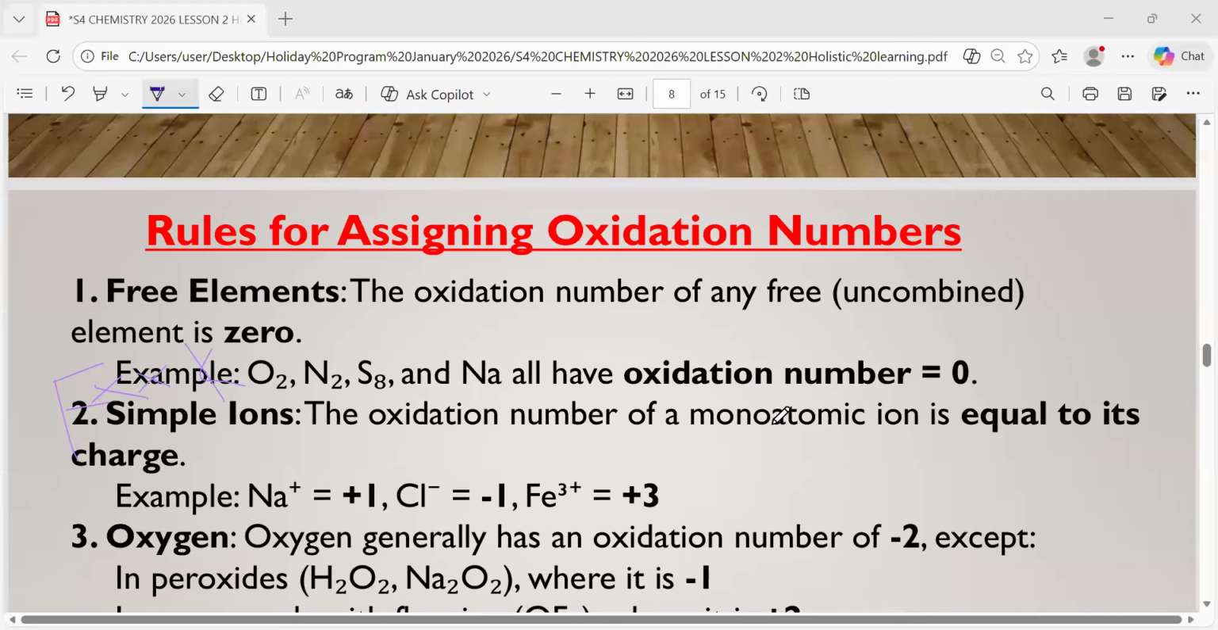Okay, you can take us through the first 2 points, the rules of assigning oxidation numbers. Yes, Abba? The first rule is free elements. The oxidation number of any free, or uncombined, element is 0. Now, do you understand what they mean when they say a free element? Is it clear to you?